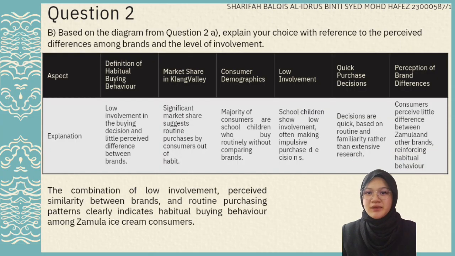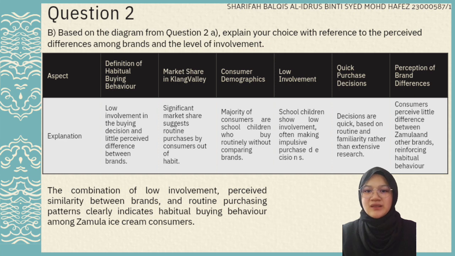Based on the diagram from the previous discussion, let's dive deeper into why habitual buying behavior is the most appropriate for Zamula ice cream, considering the perceived differences among brands and the level of involvement. Now, habitual buying behavior is characterized by low involvement in the buying decision and little perceived difference among brands. Consumers make purchases out of habit rather than loyalty or extensive research.